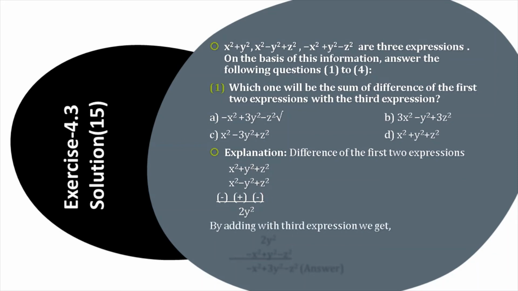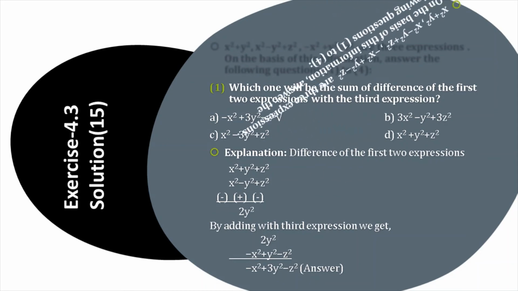So by adding the third expression to the result, we get 2y², and if we arrange the same variables, then we get minus x² plus y² minus z², and after that we will get minus x² plus 2y² plus y², that would be plus and plus, that would be 3y² minus z². That is the desired answer, my dear.